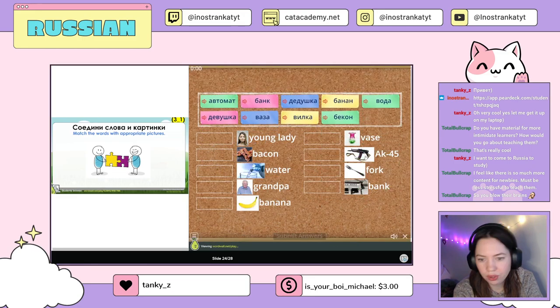So we have all of the words that we learned today and a couple of lessons before. We need to match them with the pictures. You can click on any word and you can hear its pronunciation, because I know at this level we still don't know how to read everything correctly. Okay, so basically we have to match the words, listen to them, and try to match.